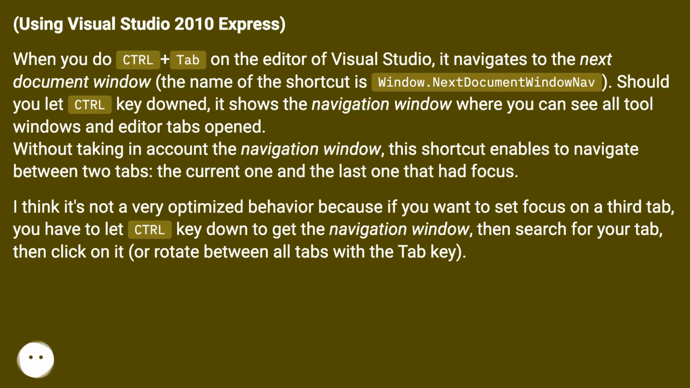tabs opened. Without taking into account the navigation window, this shortcut enables you to navigate between two tabs, the current one and the last one that had focus. I think it's not a very optimized behavior because if you want to set focus on a third tab, you have to let the Ctrl key down to get the navigation window, then search for your tab, then click on it, or rotate between all tabs with the Tab key.